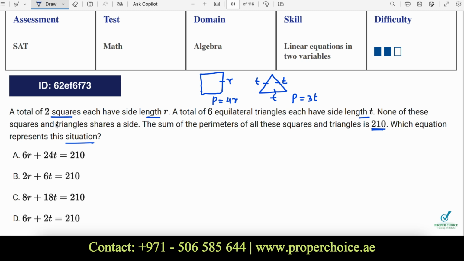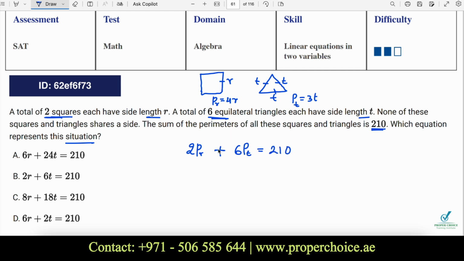Now how many squares do we have? Total 2 squares. And how many triangles? 6 equilateral triangles. Now what is the total perimeter? 2 multiplied by the perimeter of a square, plus 6 triangles multiplied by the perimeter of a triangle. Let me write the perimeter of a square as Pr and the perimeter of a triangle as Pt, so that we won't get confused. So 2Pr plus 6Pt should be equal to 210.